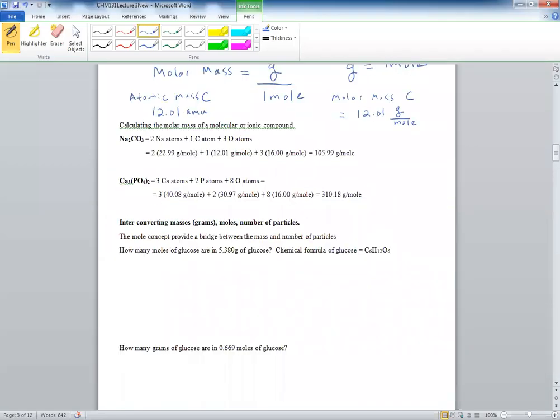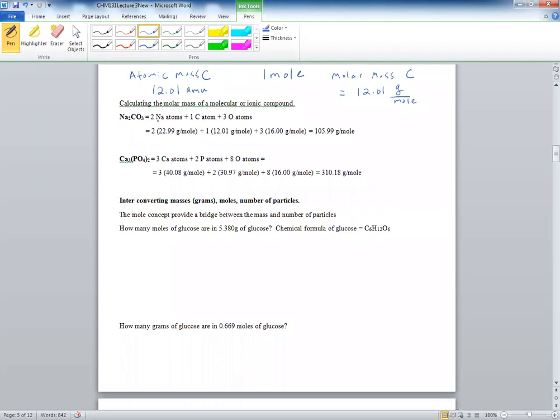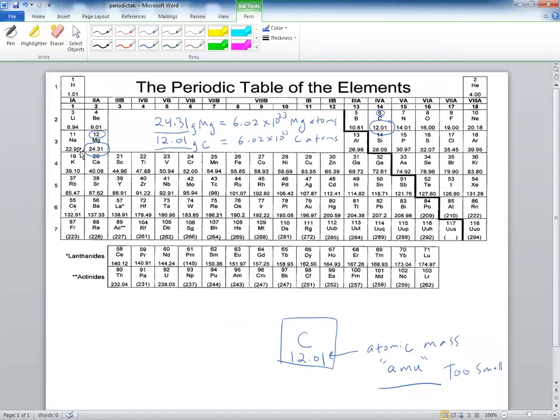So this is a review. You should have known how to calculate the molar masses of compounds. All you have to do, as you see here, is add up the number of atoms and, of course, multiply by their individual masses. Like this, the mass is from the periodic table for sodium, right here, 22.99. For carbon, of course, it is 12.01, and for oxygen it is 16.